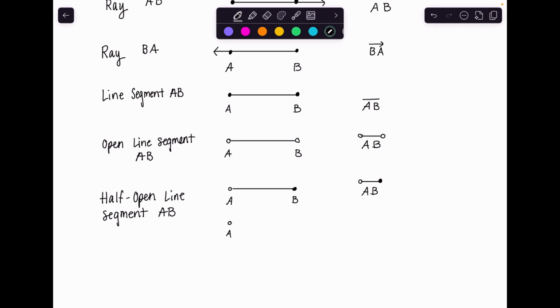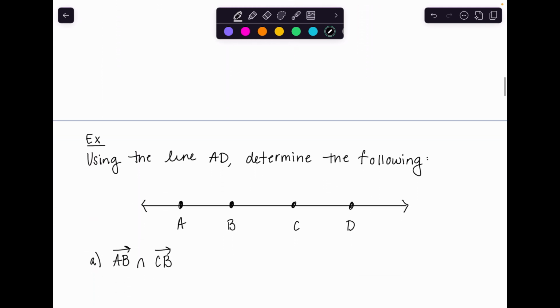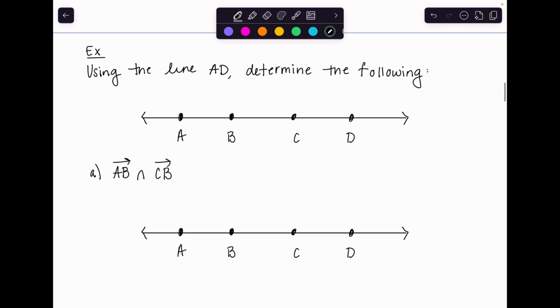But also it could be that A is closed and B is open. And in that case, the notation for that would just be the opposite. B gets the open circle, A gets the closed circle, okay? So what we're gonna do with this is we're gonna use these typical operations. What happens if I take a line and I intersect it with a ray? What do you end up getting? What about if I take a line segment and union it with a ray or union it with a line? What does it create? So we're going to try an example of this. Using this given line AD, we're going to determine the following things, okay?